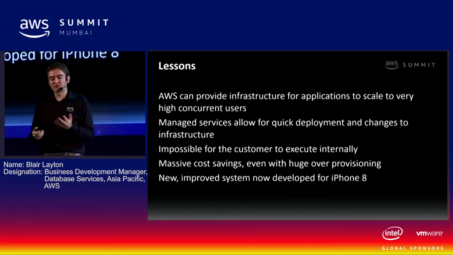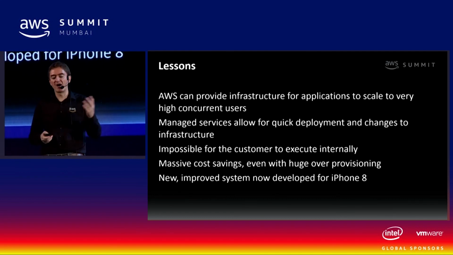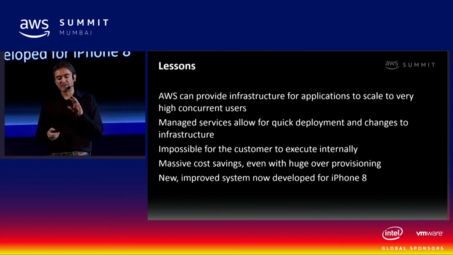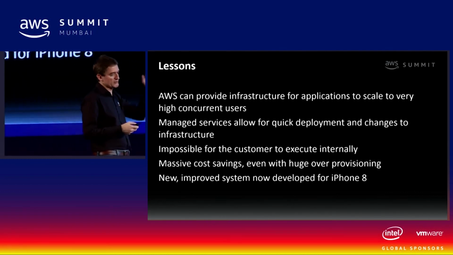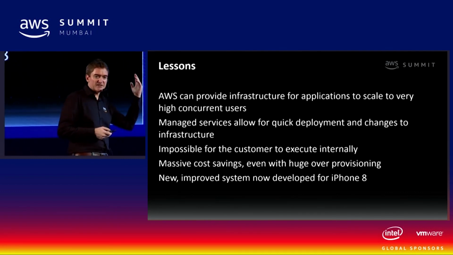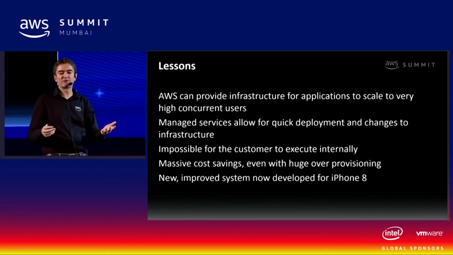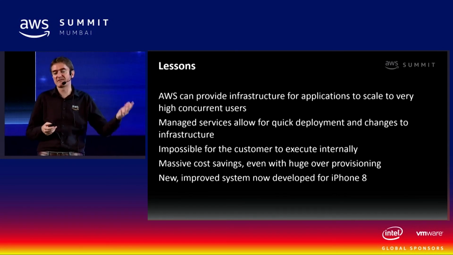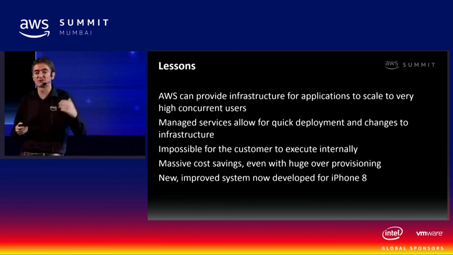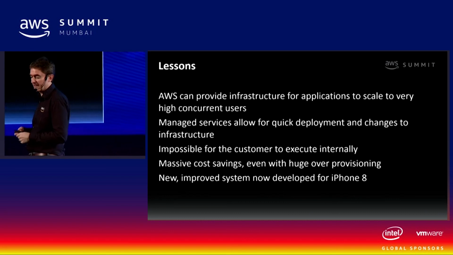So lessons. AWS can provide infrastructure for applications to scale to very high concurrent users. We've got managed services that allow you to quickly deploy changes to infrastructure. So for example, on that telco example, they just started with DynamoDB and they didn't have a cache. We suggested they introduce the cache and they said if it wasn't a managed service, they wouldn't have been able to introduce it in time and make their changes to the application.